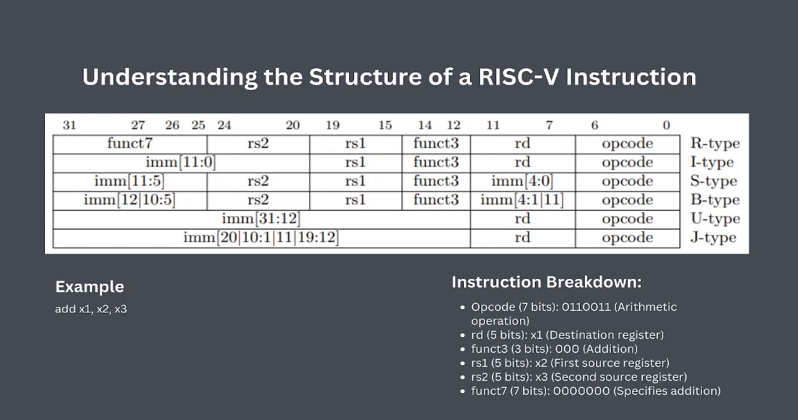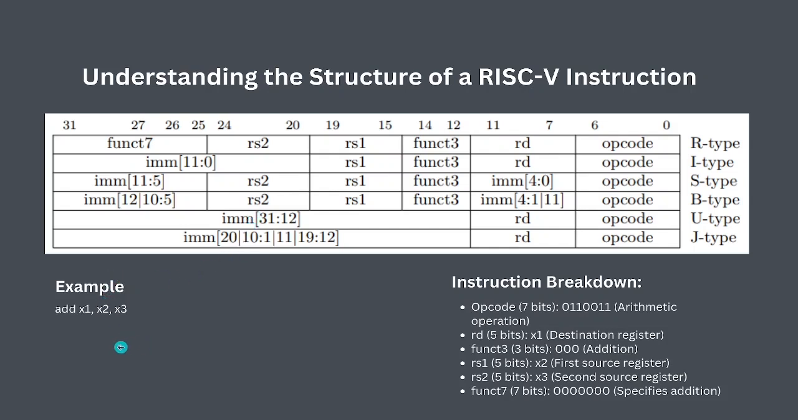One of the advantages of RISC-V is its highly regular instruction structure. This consistency simplifies both hardware design and the process of decoding instructions. Once you understand how to read these fields, you can easily interpret what the CPU is being instructed to do. Let's break down an example.